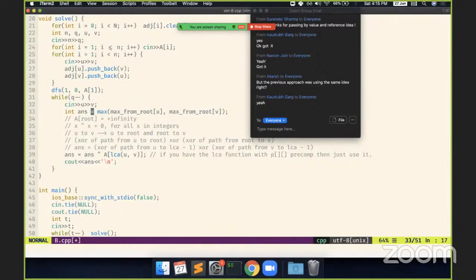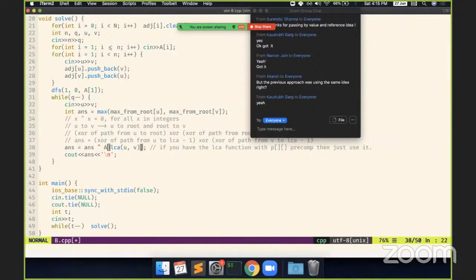In this approach, the problem setter exploits this property that the path from root to LCA will actually come twice, and XOR cancels when things are XORed twice. He's using that property. That's why the solution is much simpler. Just knowing how to get the LCA works. You don't need to know how to do path aggregates on LCAs.